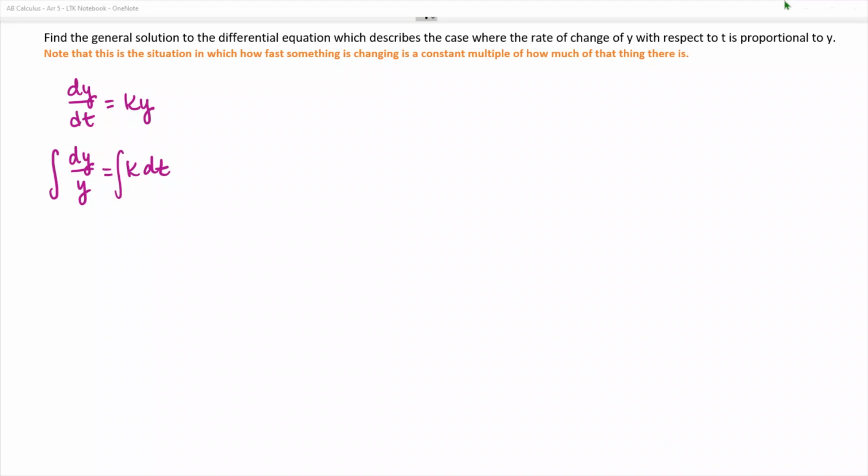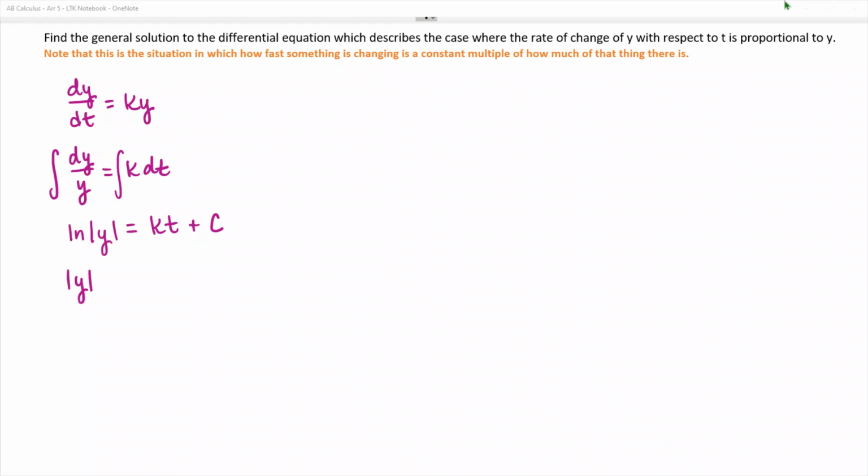The integral of 1 over y is the natural log of the absolute value of y, and the integral of a constant with respect to t is just that constant times t, and we have our constant of integration. All right, now we want to solve for y. Let's solve first for the absolute value of y.